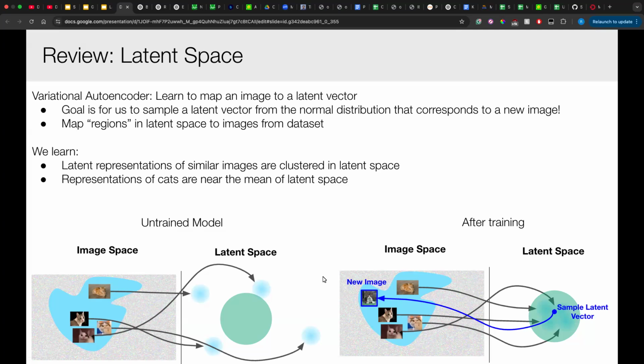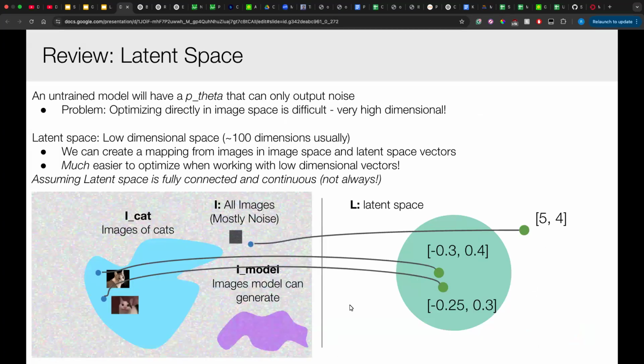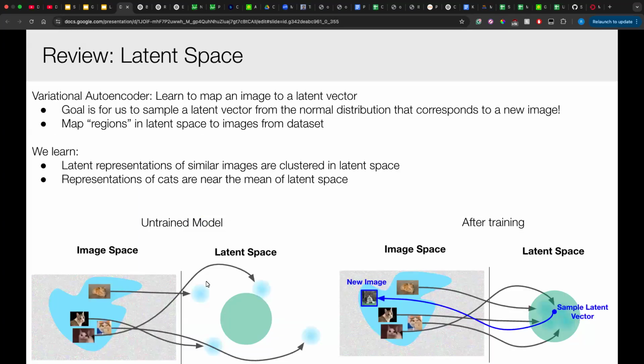Notice it's a region in latent space as opposed to a single latent representation vector, like it is in this case. In this case, we're mapping a single image to a single vector in latent space. For VAEs, we're mapping an entire region. At first, when we start with the untrained model, we're really just mapping random areas in latent space to an image of a cat.